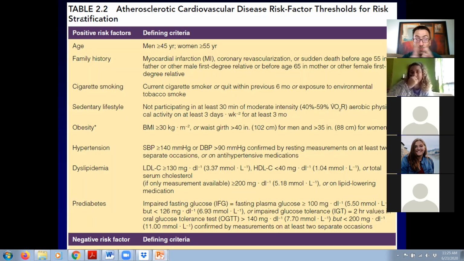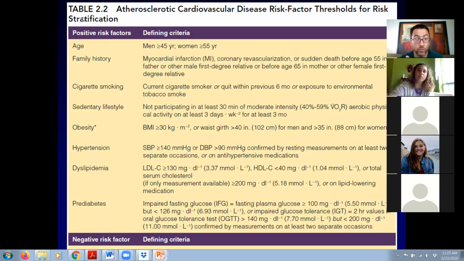So the first one is family history. Commonly, people will confuse the 45 and 55 in age of the person we're screening with the 55 and 65 that is part of the family history. But if you have a male or female first-degree blood relative that's had any of these at what we consider a relatively young age, that's a risk factor because there's such a strong genetic component to cardiovascular disease.